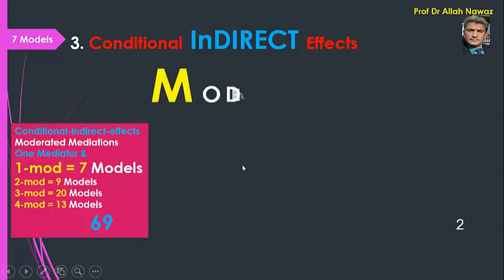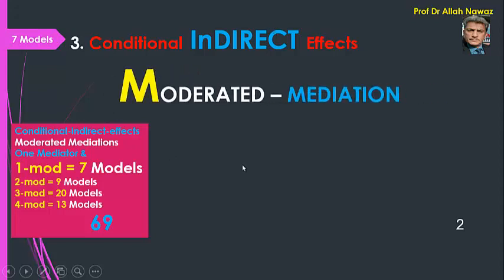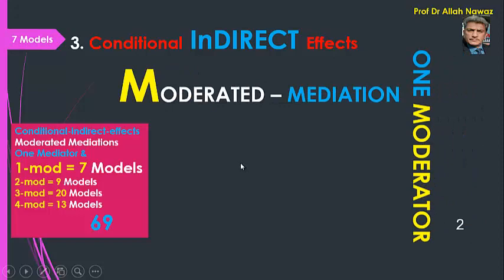So conditional indirect effects include 1 moderator, 2 moderators, 3 moderators and 4 moderators. So that is the first category where 1 moderator has been used, and there are 7 models.